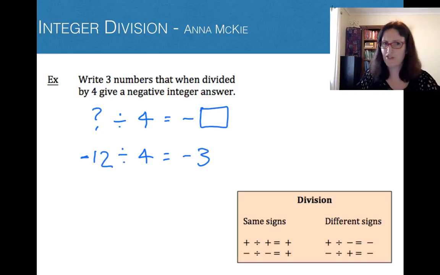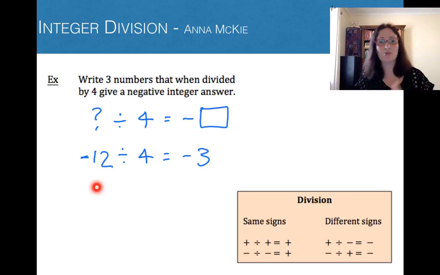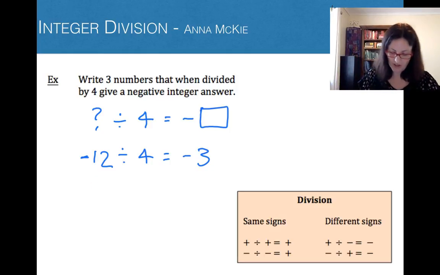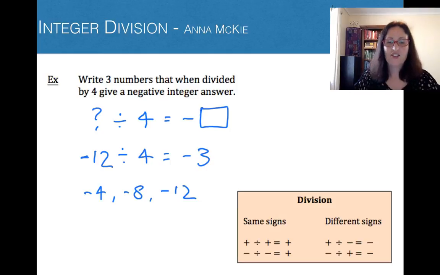Have we finished the question though? No, go back and read it. It said write 3 numbers that when divided by 4. We've listed one here. Sorry, over here we've listed -12, but we have to list 3 in total. So any multiples of 4 will do. So I'll list off a couple. We could have -4, -8, and -12. And there are some of the many answers that you could have for this one.